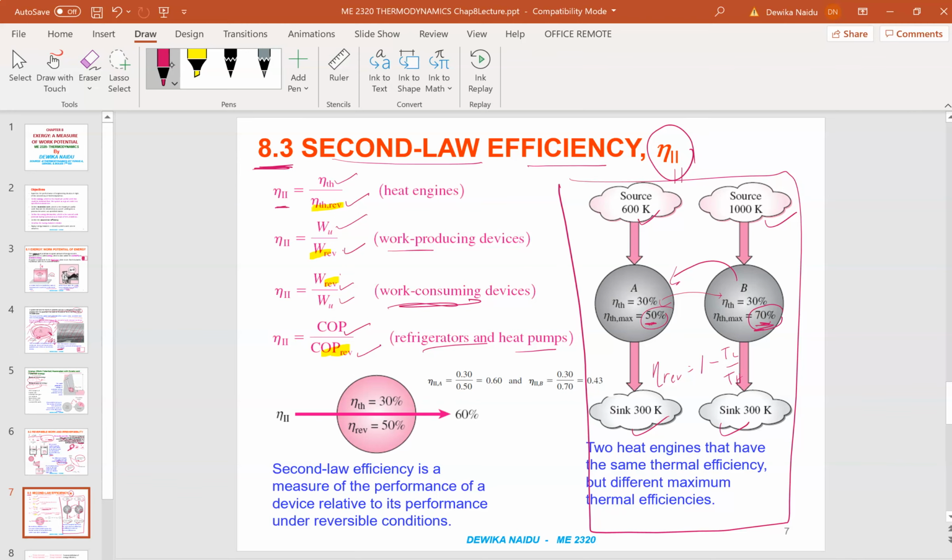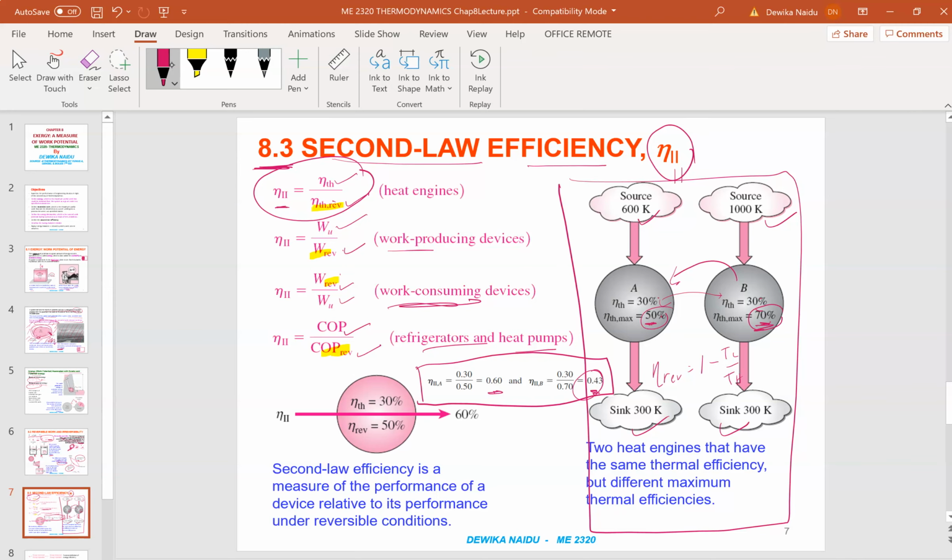To overcome this, that is the reason why we have the second law efficiency. Now if you put 30 over 50 and 30 over 70 into this formula, you get this calculation here. I have done this calculation for you. What do you get? A is 0.6 and B is 0.43. That is, engine A is converting 60% of the available work potential to useful work, and the ratio for B is only 0.43.